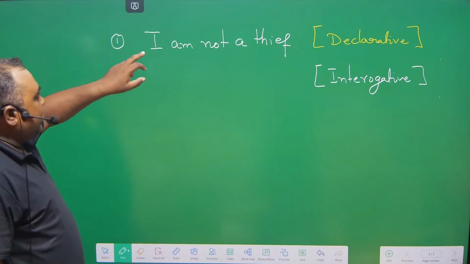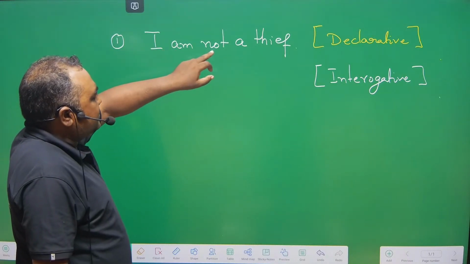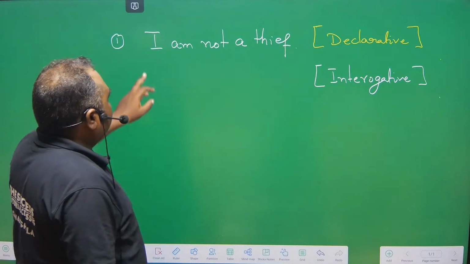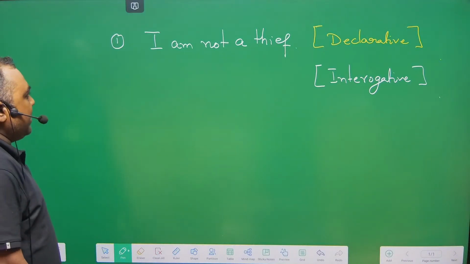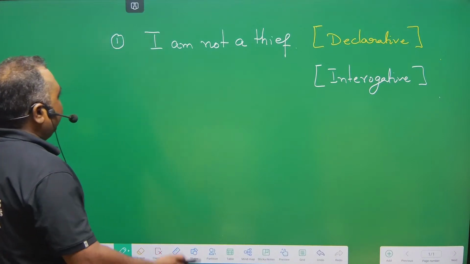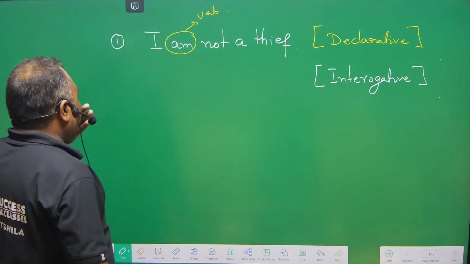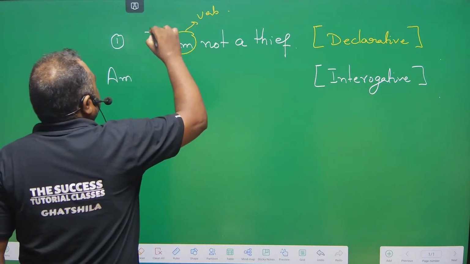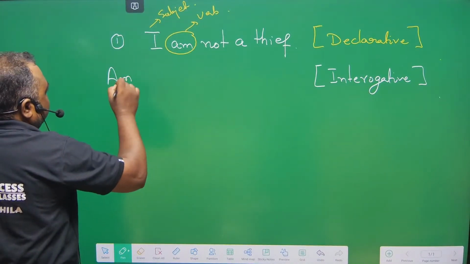Here see, I is the subject, am is the verb, not is an adverb of negation, a is an indefinite article, and thief is a noun. I am not a thief. This one is in the form of present indefinite tense. So how will we convert it into an interrogative sentence? First of all, this one is the verb, so you have to start the sentence with the verb, am. This one is the subject. Afterwards, you have to put this subject after the verb: am I.